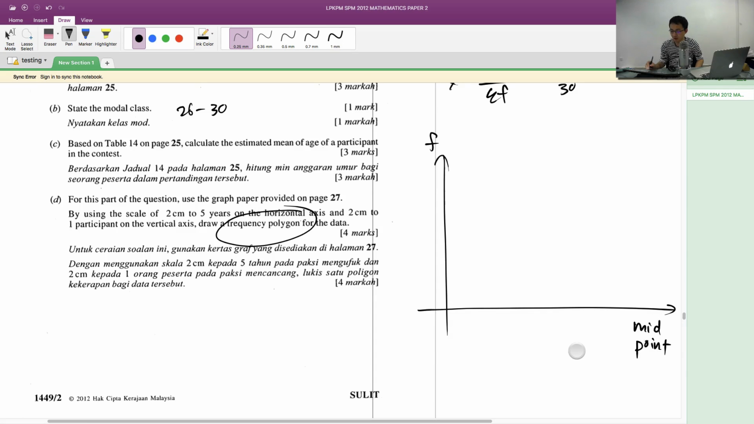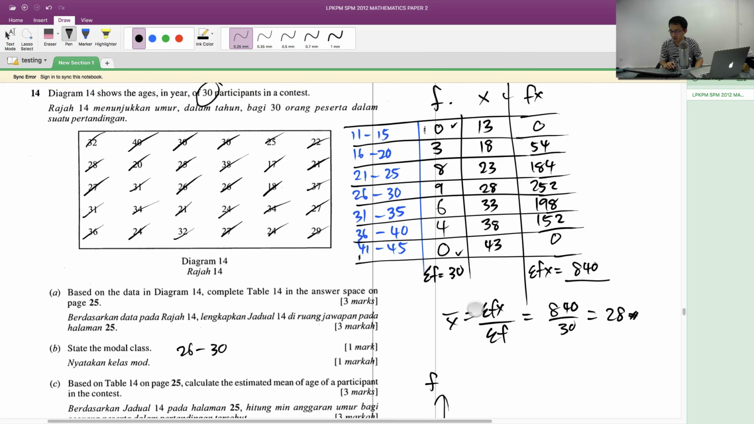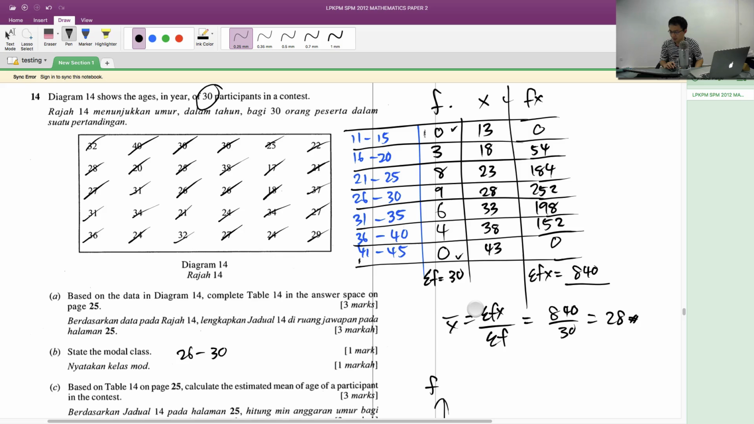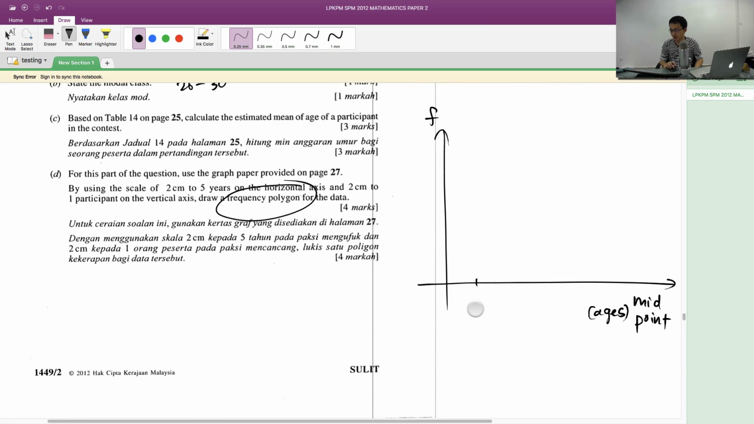Then what we do is, it says 2 centimeters for 5 years. So here definitely is age. That means you will not start from 0, because actually your age here is from 13. You can start from the 13 here.